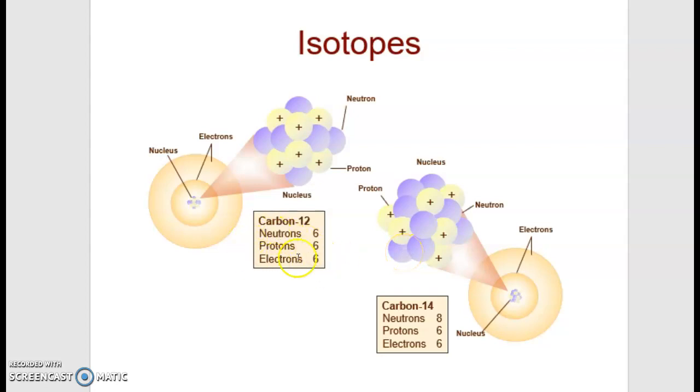Notice that the number of protons doesn't change. And remember that the number of protons is what tells you which atom it is. So if you have the same number of protons with a different number of neutrons, then you are looking at an isotope of an atom.